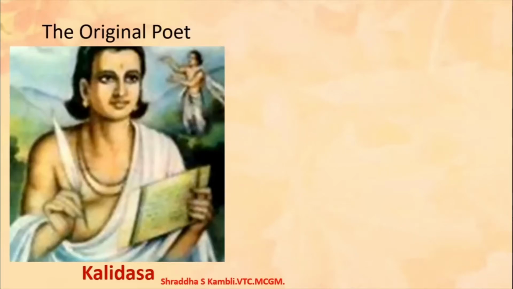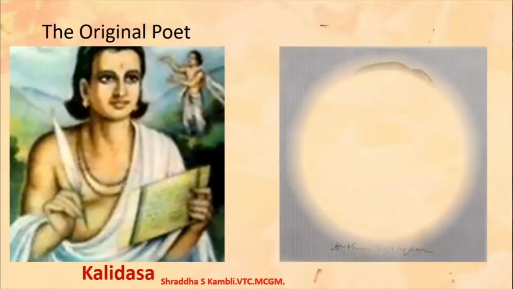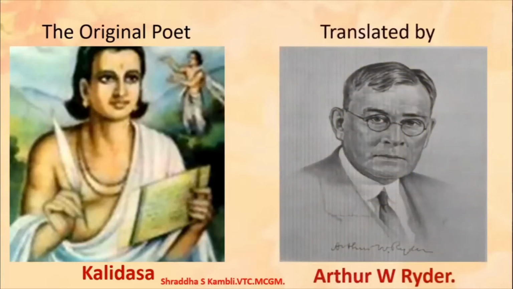Okay, so understanding the beauty and the importance of this kind of work, there was this writer or poet who translated it into English, and his name was Arthur W. Ryder. So he first read it and tried to understand. Now see, for translation, remember one thing, if you have to translate something, you need to know both the languages. Okay, if I have to translate something from say Hindi to English, I should know Hindi.